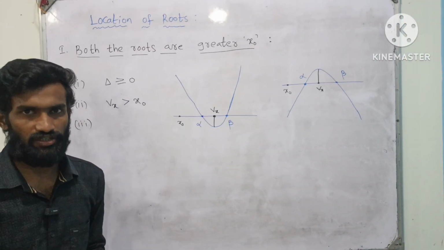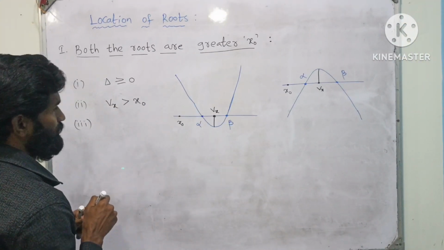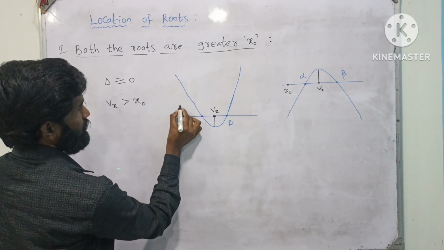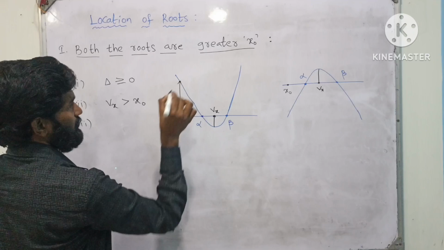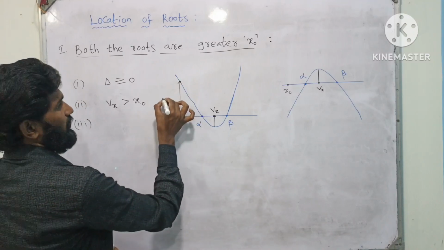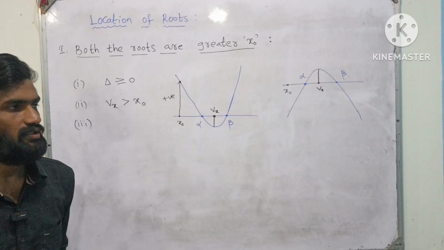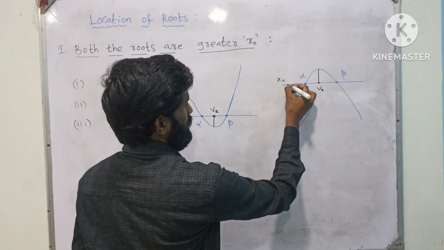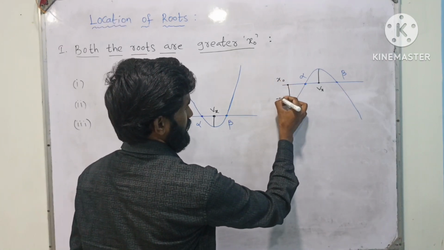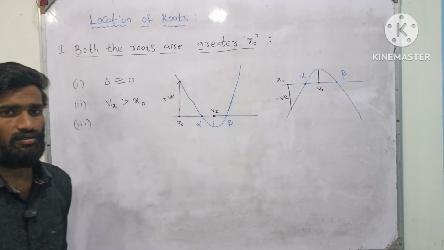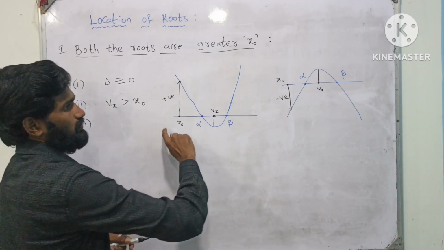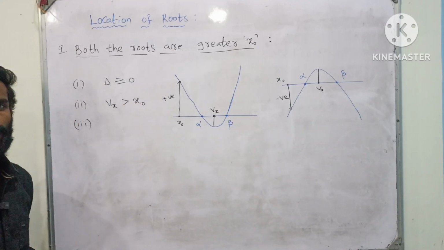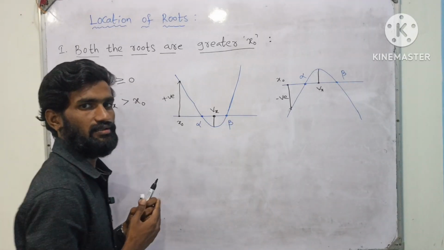Now, the third condition. If you observe here, this is x naught, and the value of f of x naught we are getting here is positive. And the value of f of x naught here we are getting is negative. Now these two are the true cases. We need these two cases.